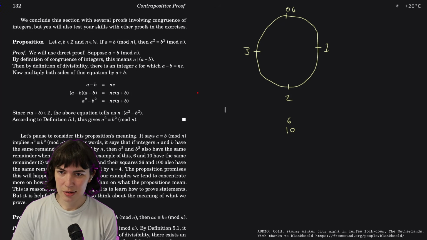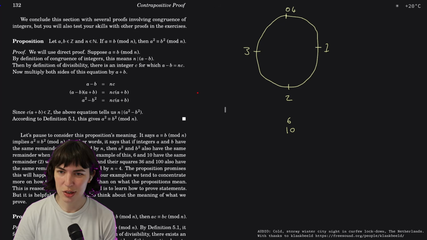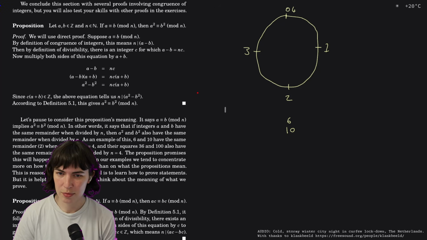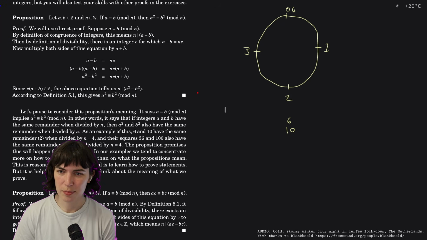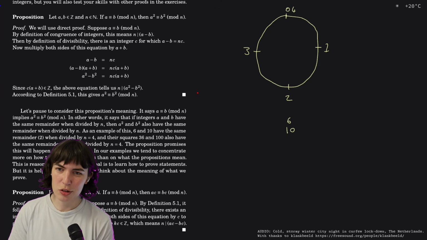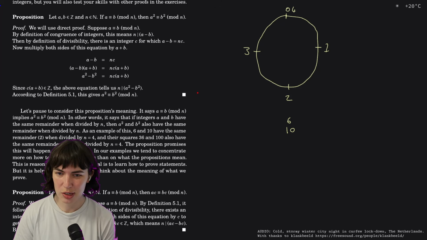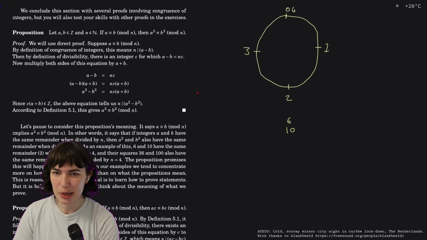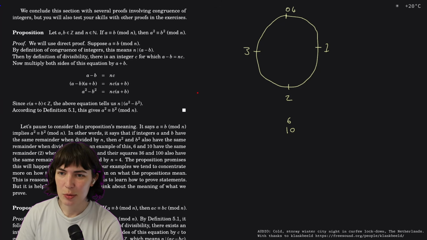Let A and B be in the integers and n in the natural numbers. If A is congruent to B mod n, then A squared is congruent to B squared mod n. Right, and we're using direct proof here. Interestingly, we're not using contrapositive proof here, so maybe some of these exercises will not require contrapositive proof, so I need to be alert to that. Let me try and not be lazy about this. Sorry, I've had a pretty long day. Okay, we will use a direct proof.